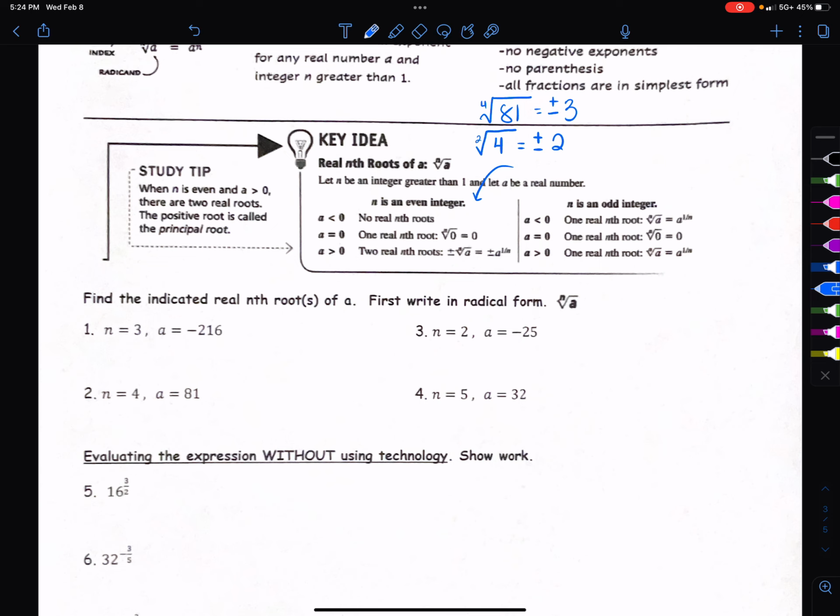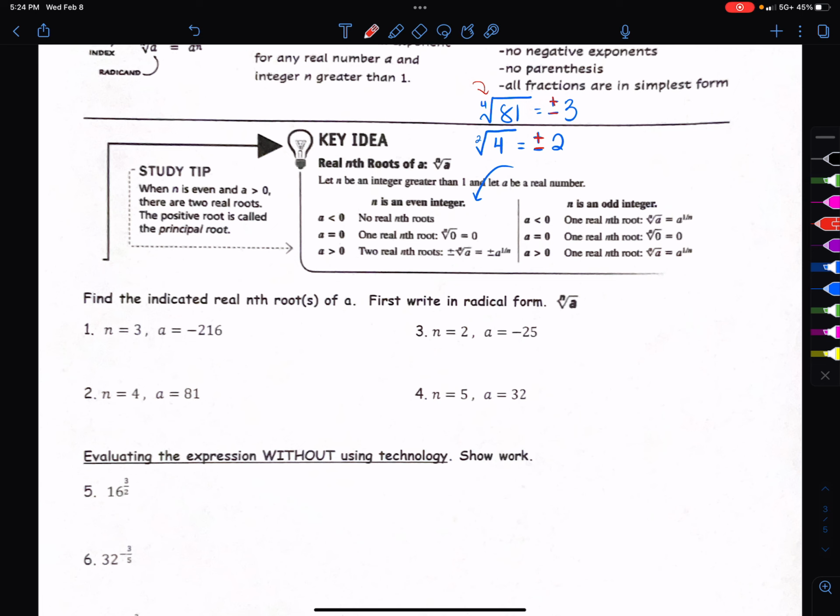So if I take an even root, 2, 4, 6, 8, if I take the even root of a number, I need to consider putting plus or minus in front of it, especially if they're asking me for the real root, because that says it could really be positive, it could really be negative, so that would be the real root.